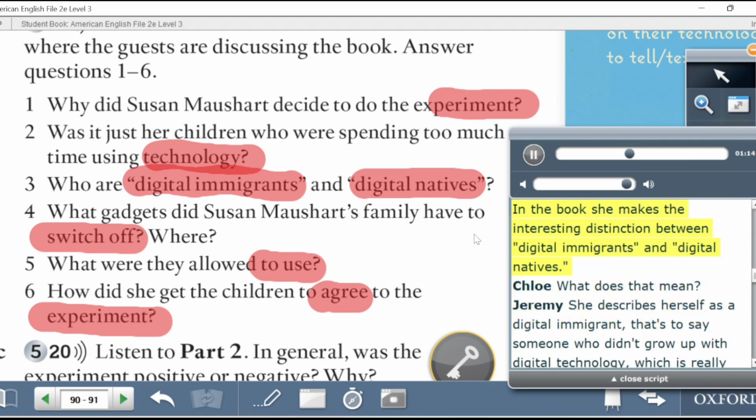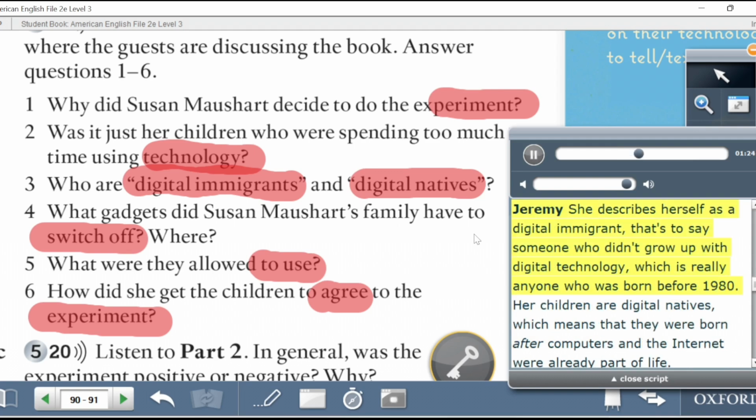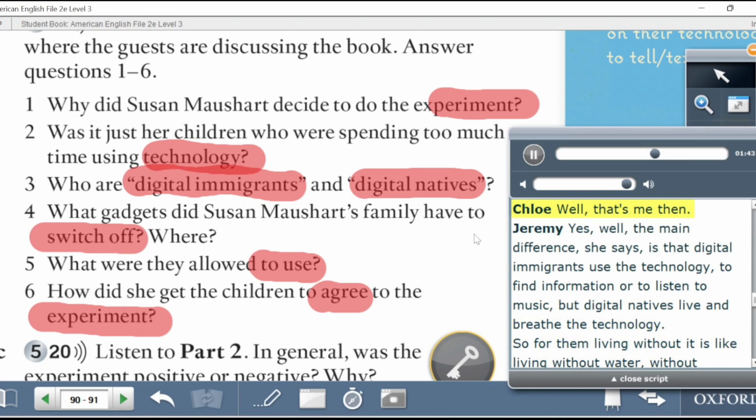In the book, she makes the interesting distinction between digital immigrants and digital natives. What does that mean? She describes herself as a digital immigrant. That's to say, someone who didn't grow up with digital technology, which is really anyone who was born before 1980. Her children are digital natives, which means that they were born after computers and the internet were already part of life. Well, that's me then.